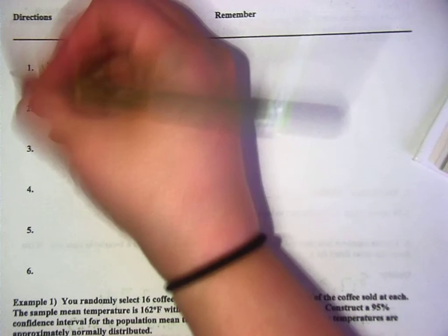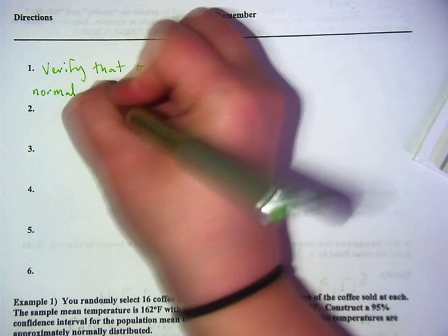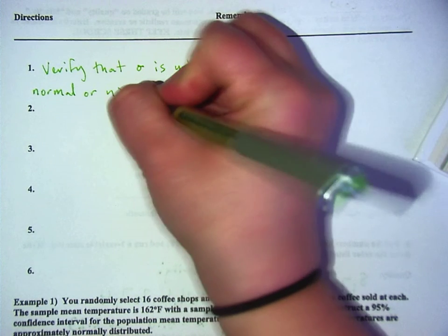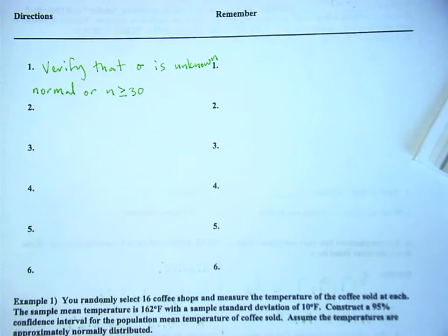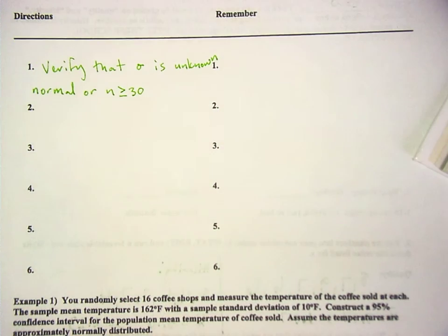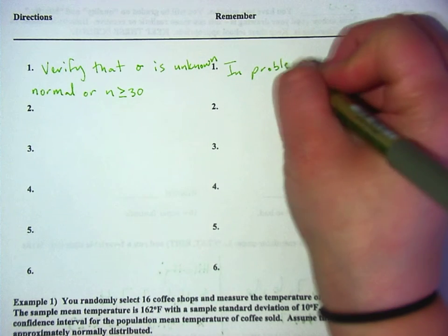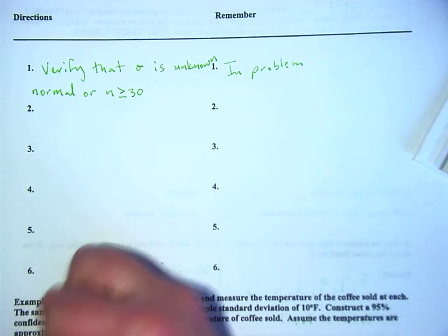And then it has to be normal, or N has to be greater than or equal to 30, one or the other. I wrote on this sheet that we're assuming that it would be normal distribution. These are in the problem. I'm going to go down to number 1.